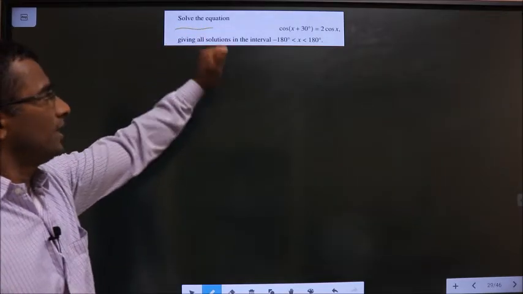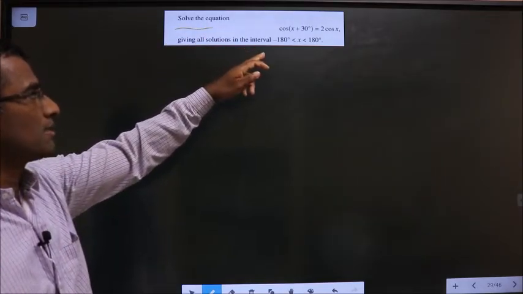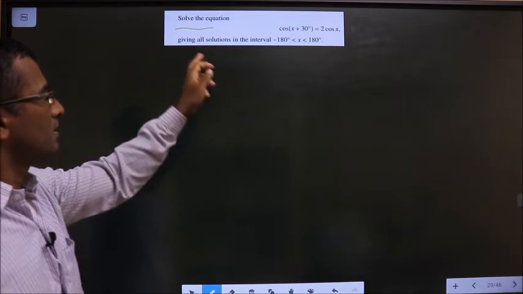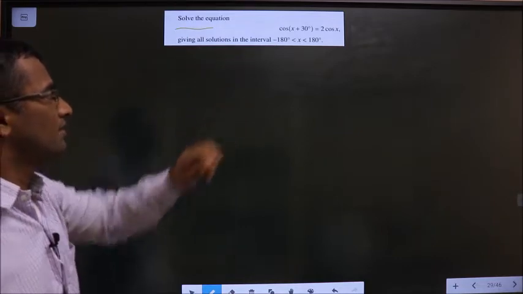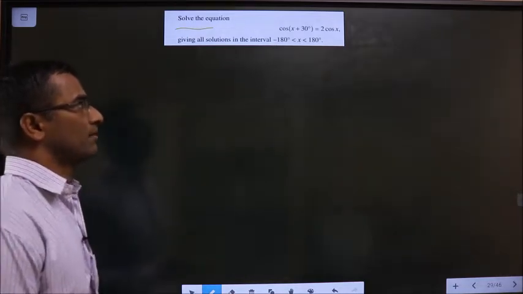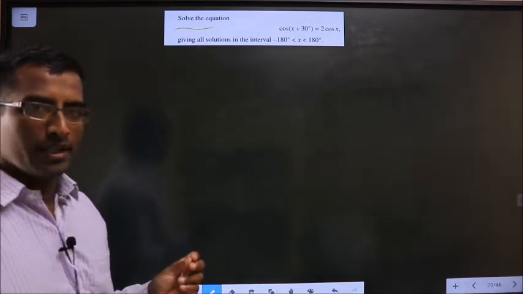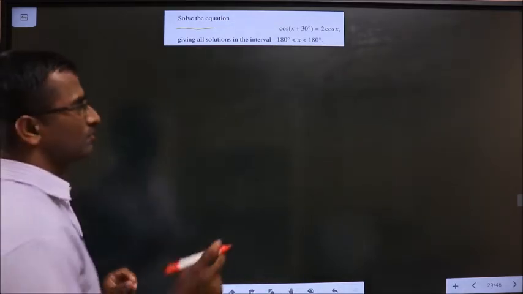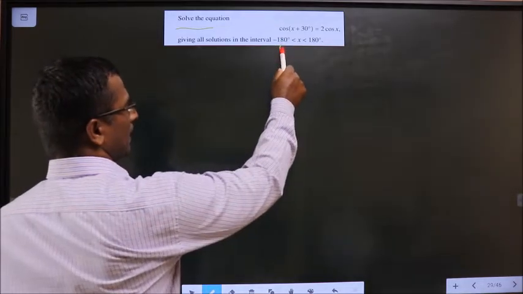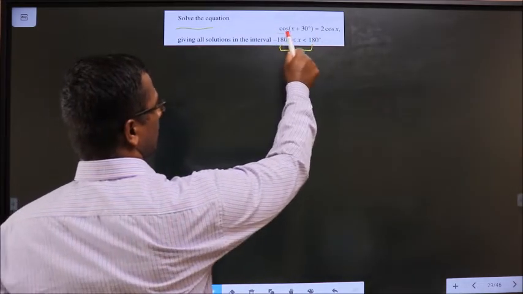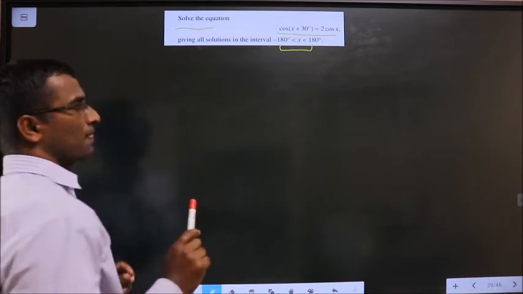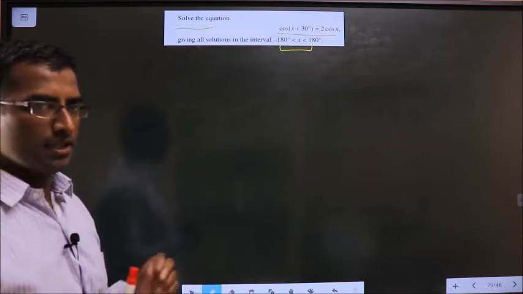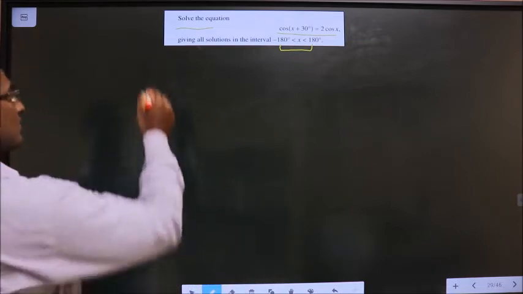Solve the equation cos(x + 30) = 2 cos x, giving all solutions in the interval minus 180 to plus 180. They told you to solve, so you need to find the values of x in the interval minus 180 to plus 180 satisfying the given equation. Okay, first let us write the given equation.